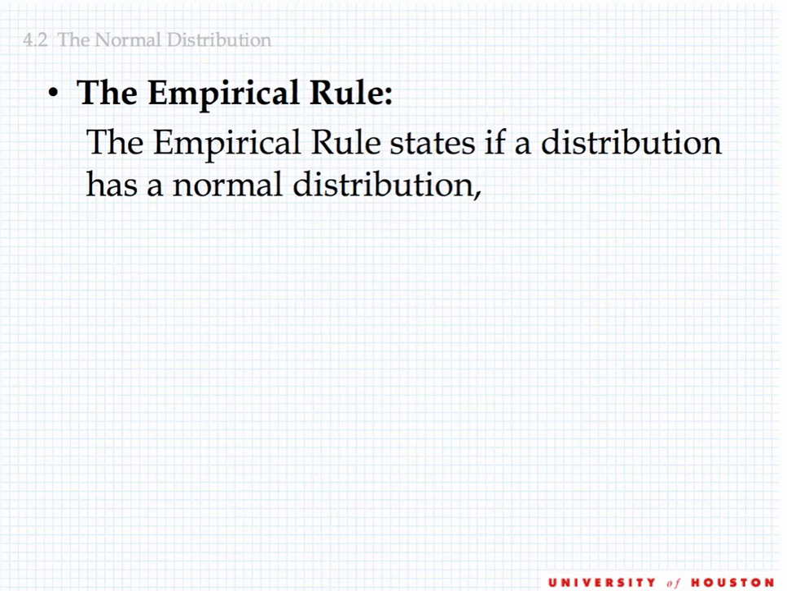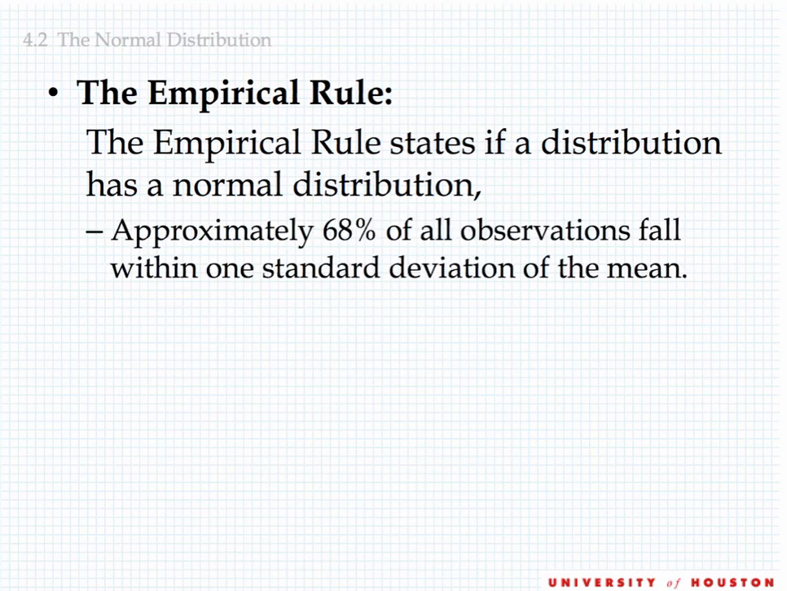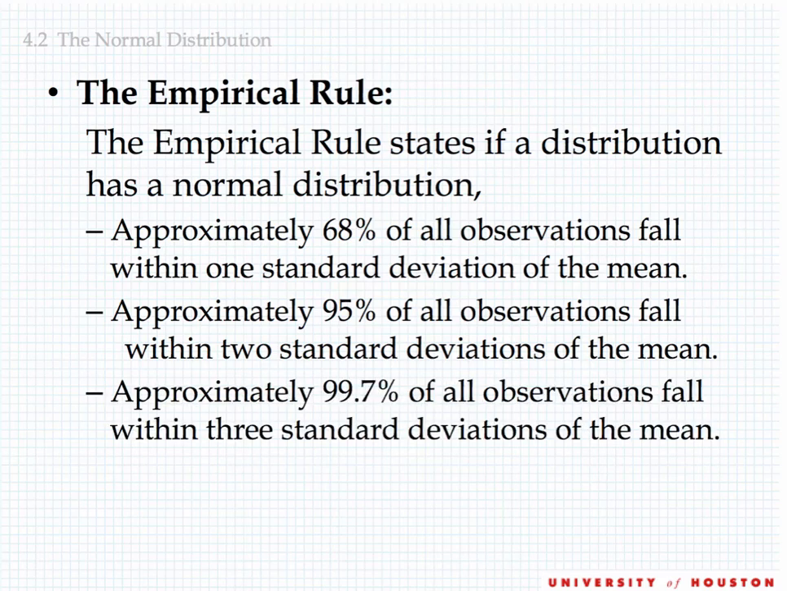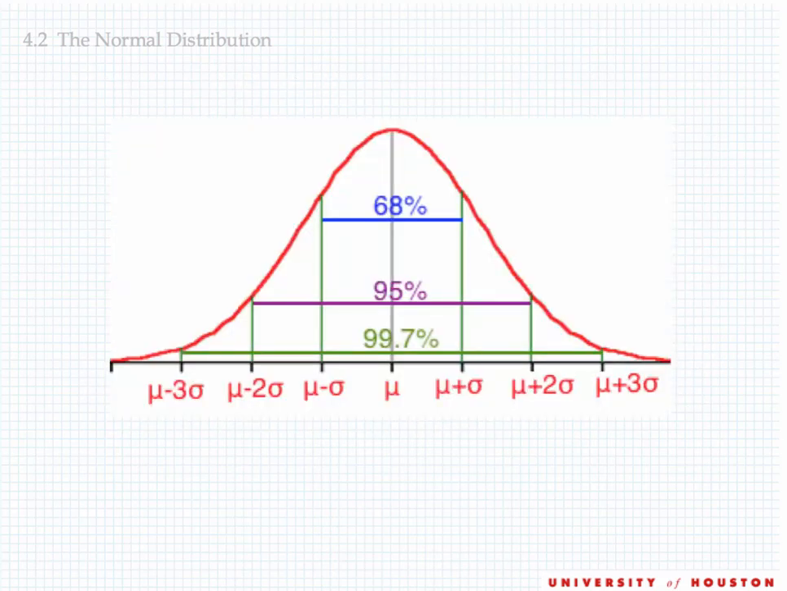The empirical rule states if a distribution has a normal distribution, approximately 68% of all observations fall within one standard deviation of the mean. Approximately 95% of all observations fall within 2 standard deviations of the mean. And approximately 99.7% of all observations fall within 3 standard deviations of the mean. So our normal distributions will look like this, according to the empirical rule.